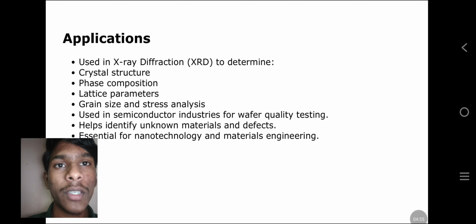Applications: used in X-ray diffraction (XRD) to determine crystal structure, phase composition, lattice parameters, grain size and stress analysis. Used in the semiconductor industry for wafer quality testing. It helps identify unknown materials and defects, and is essential for nanotechnology and materials engineering.